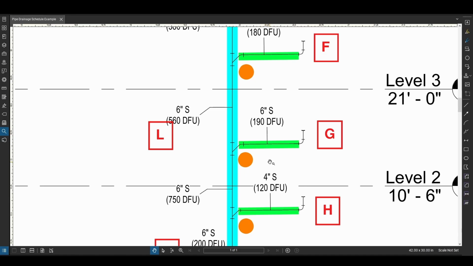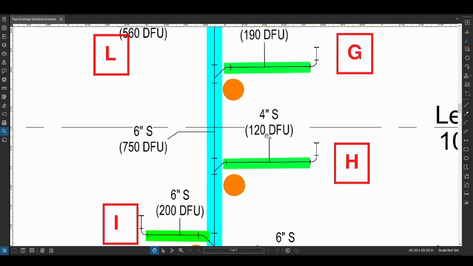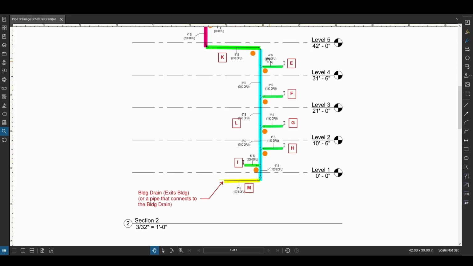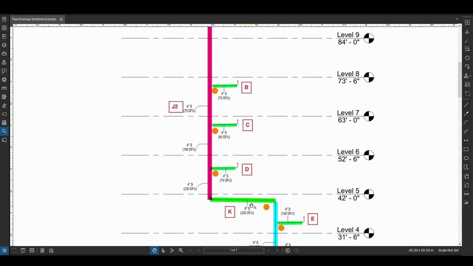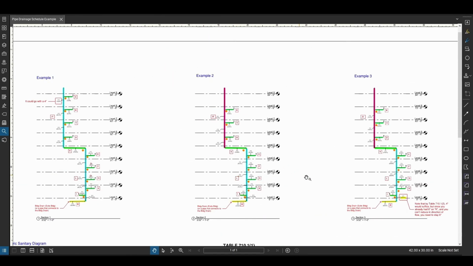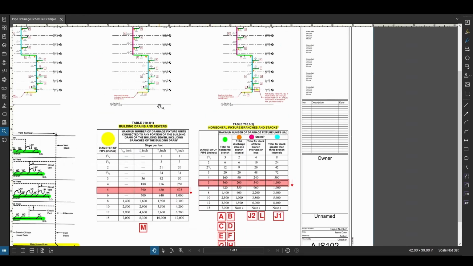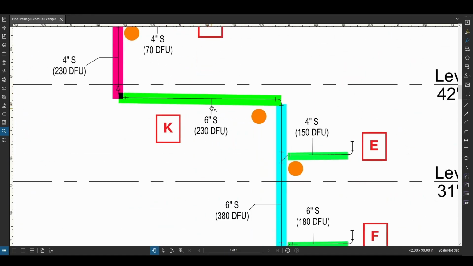This one here also 6 inches. This is okay with 4 inches because less than 160. And then this one has to be 6 inches because it's more than 160, right? So we're okay with our horizontal branches. And then this one here is 230. So 230 is more than 160, so it has to be 6-inch, right? So we already have this one at 6-inch.